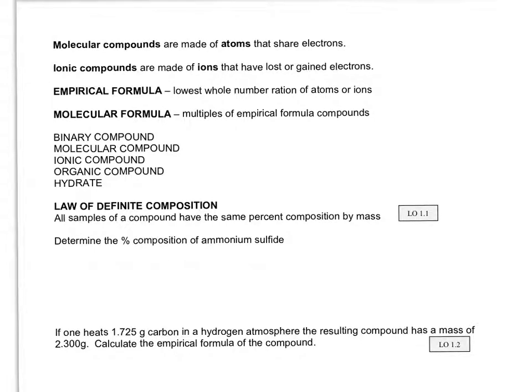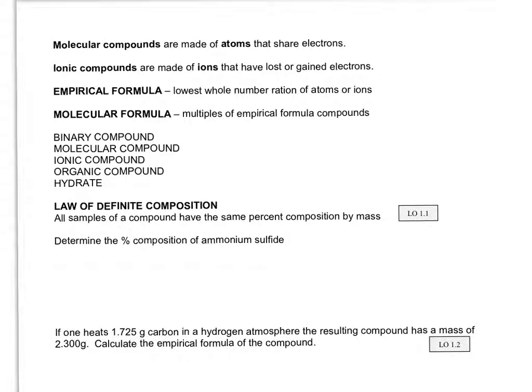Last thing we're going to end with for the notes today is the law of definite composition, which we kind of had already talked about earlier. It says that all samples of a compound have the same percent composition by mass. If you remember a couple of pages ago, that was Joseph Proust that said that.